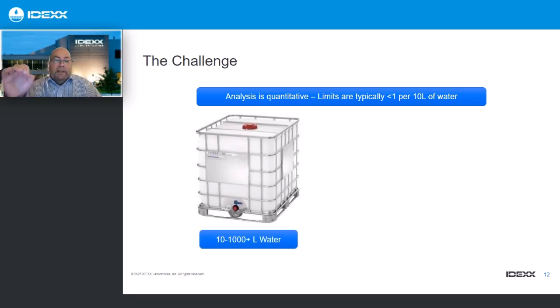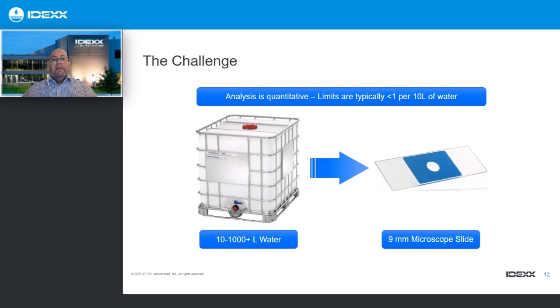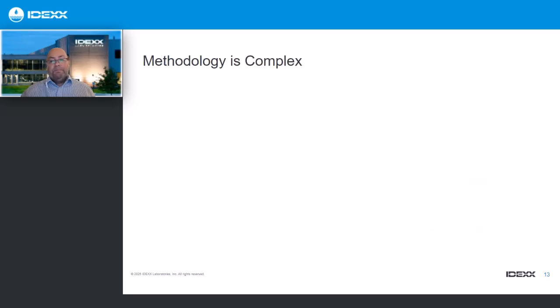And then we're looking at taking a grab sample of water. For raw waters, we would typically look at 10 litres. For drinking waters, much larger volumes are required, up to 1,000 plus litres of water. But then we're going to go through a process and we're going to concentrate all of the contents of that water sample onto a 9mm microscope slide. So it's quite a large challenge.